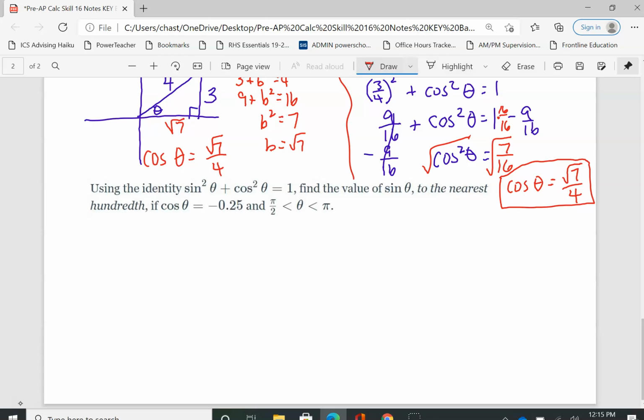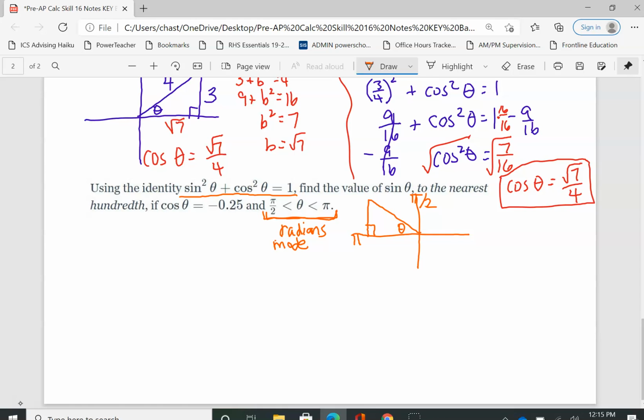All right, last one here. It says here, using this identity, so they're telling us what to use, find the value of sine theta to the nearest hundredth. So we're having to deal with a calculator now. If cosine theta equals negative 0.25, and we know that our angle is between pi over 2 and pi. So what that means, pi over 2 is up here, pi is over here, so we are in the second quadrant. Now notice that they're giving us the angle in radians, so we're going to make sure we're in radian mode on our calculator. So you probably want to go ahead and check that real quick.